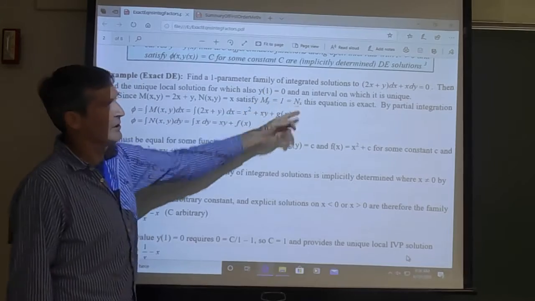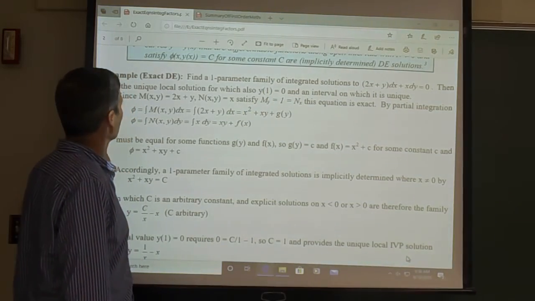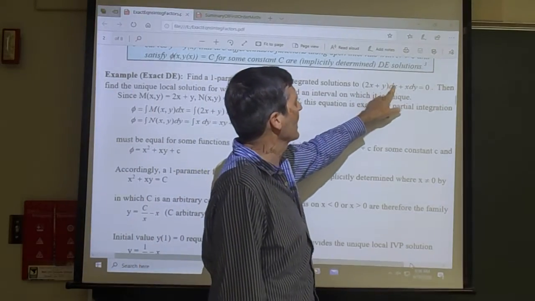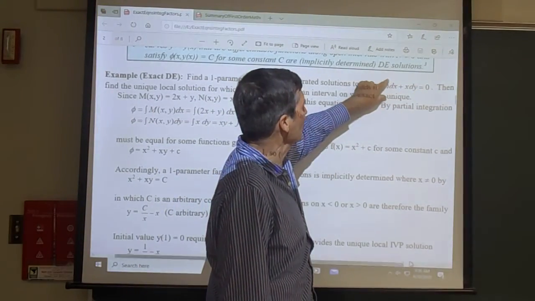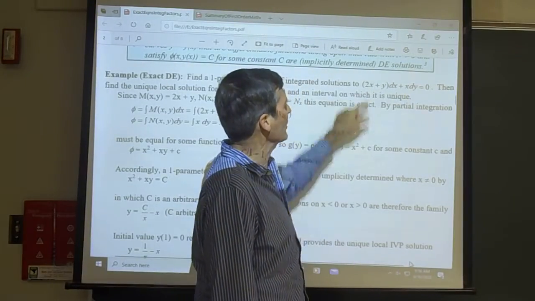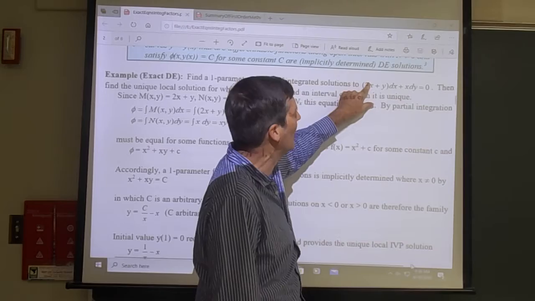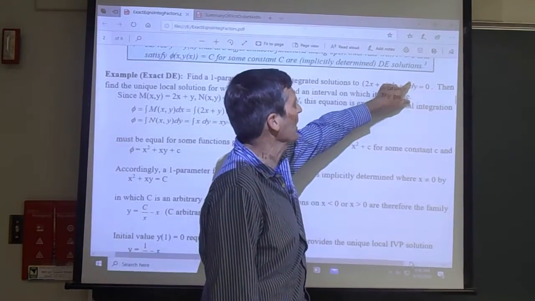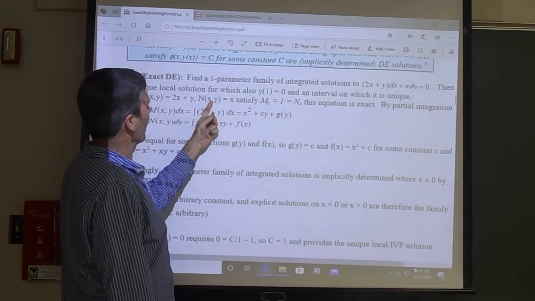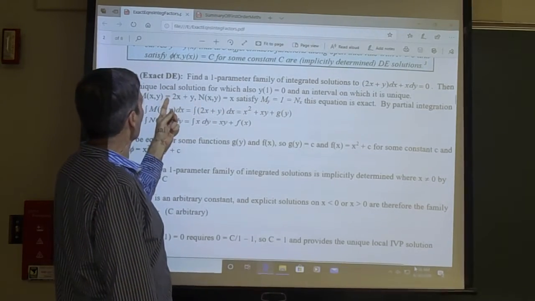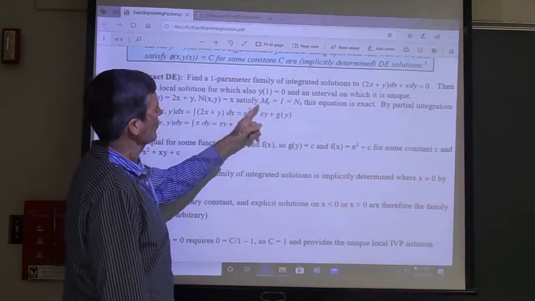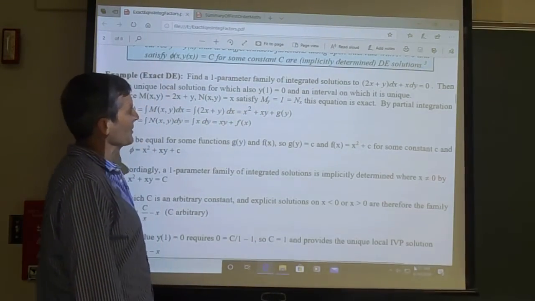Find an interval on which it's unique. We can appeal to the existence and uniqueness theorem. Well, here it is: (2x plus y) dx plus x dy equals 0. This is m in the theorem, and this is n in the theorem. So how do we check if it's exact? We see if the partial of this with respect to y is equal to the partial of this with respect to x. So here's m and here's n. The partial of m with respect to y is 1. The partial of n with respect to x is 1. They're equal. This is an exact equation.